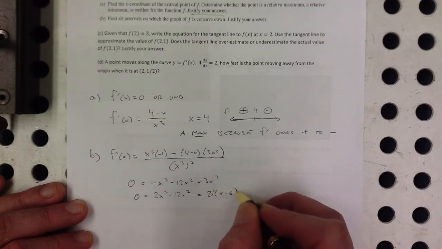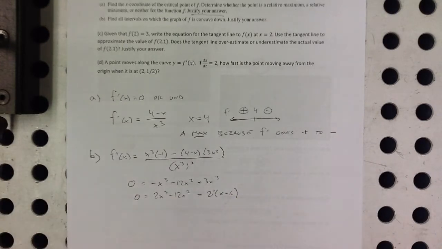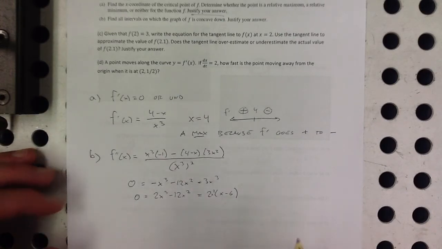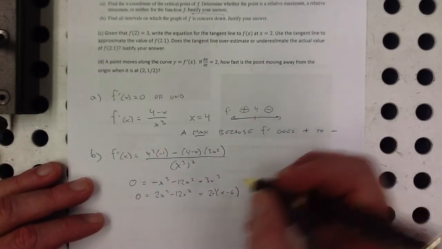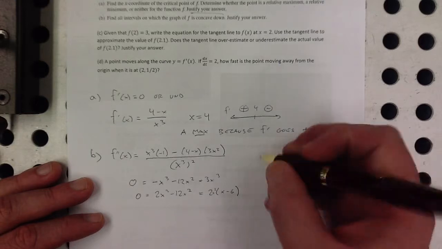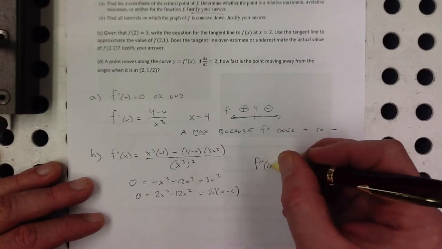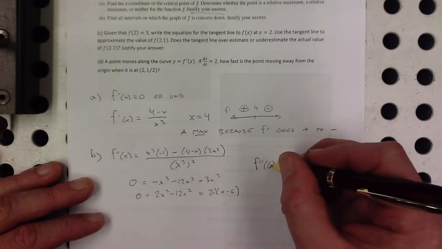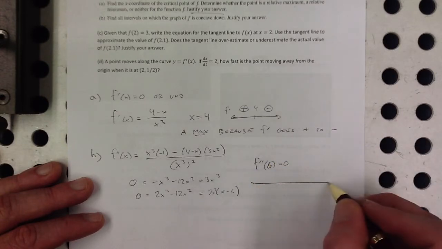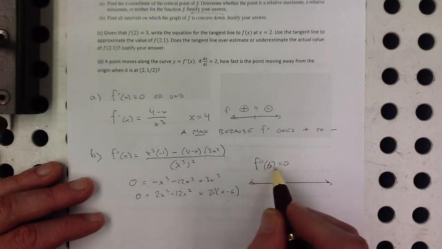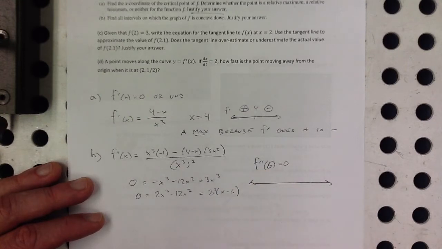Doing some factoring. Looks like my critical point is at x equals 6, doesn't it? So I think I didn't make any mistakes there. So, not my critical point, sorry, my inflection point. So the second derivative at 6 is equal to 0.